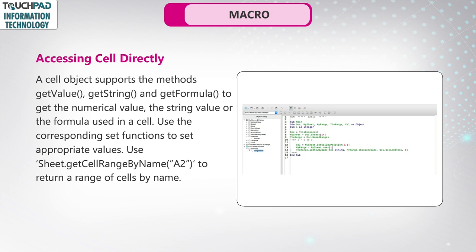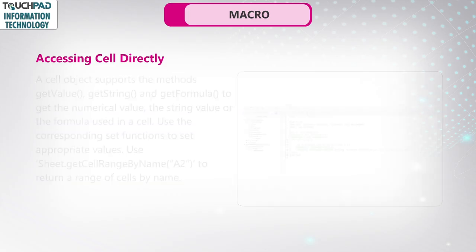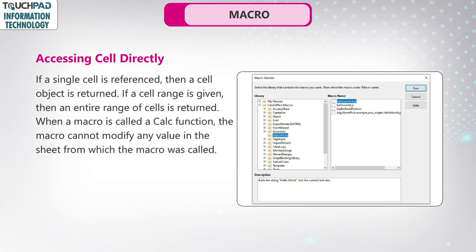or the formula used in a cell. Use the corresponding set functions to set appropriate values. Use sheet.getCellRangeByName("A2") to return a range of cells by name. If a single cell is referenced, then a cell object is returned. If a cell range is given, then an entire range of cells is returned.